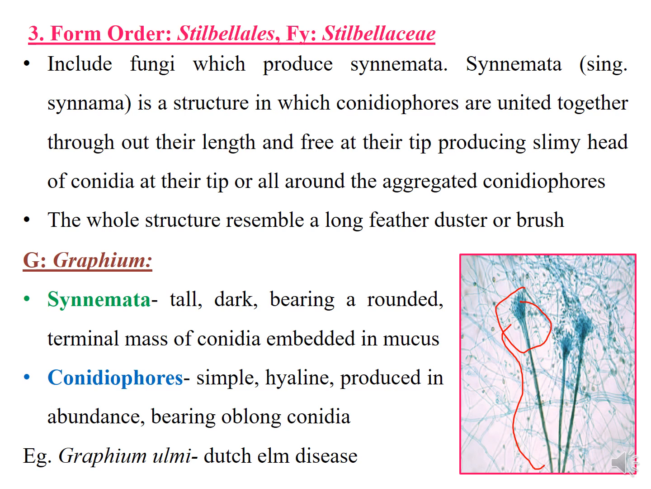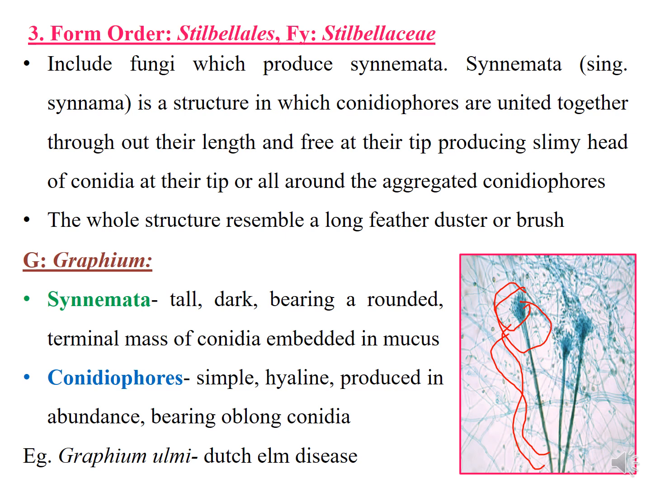So they may produce conidia at the tip or throughout the aggregation of these conidiophores. Then the whole structure resembles a long feather duster, or it looks like a brush-like structure. Under this Stilbellaceae, one genus is there, that is Graphium.